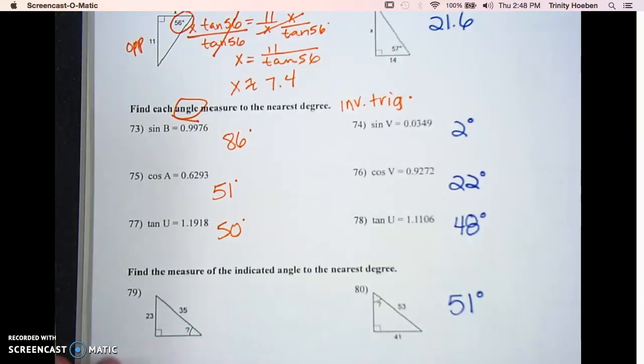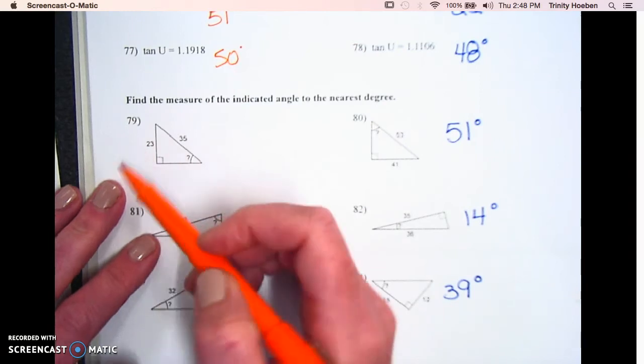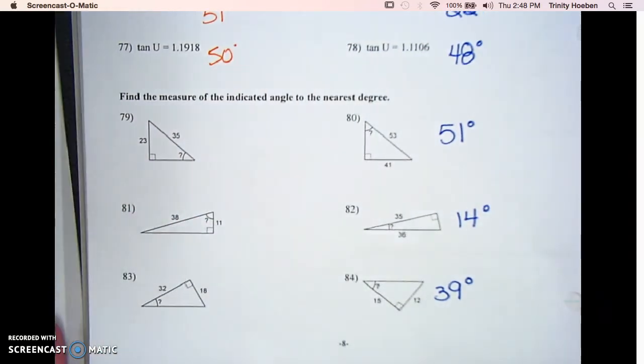Numbers 79 through 84. Stephen Campus to the attendance window, please. Stephen Campus to the attendance window. Brandon Boet to the attendance office, please. Brandon Boet to the attendance office.